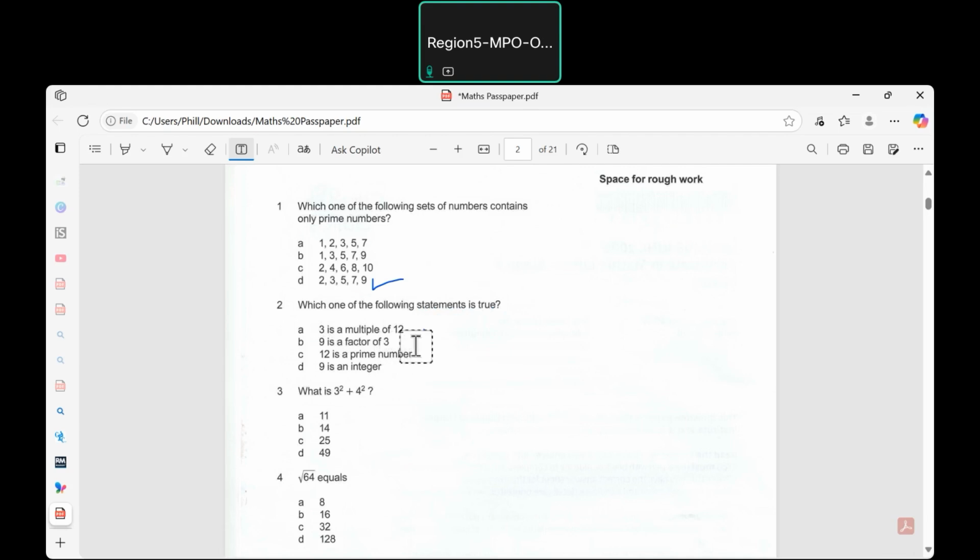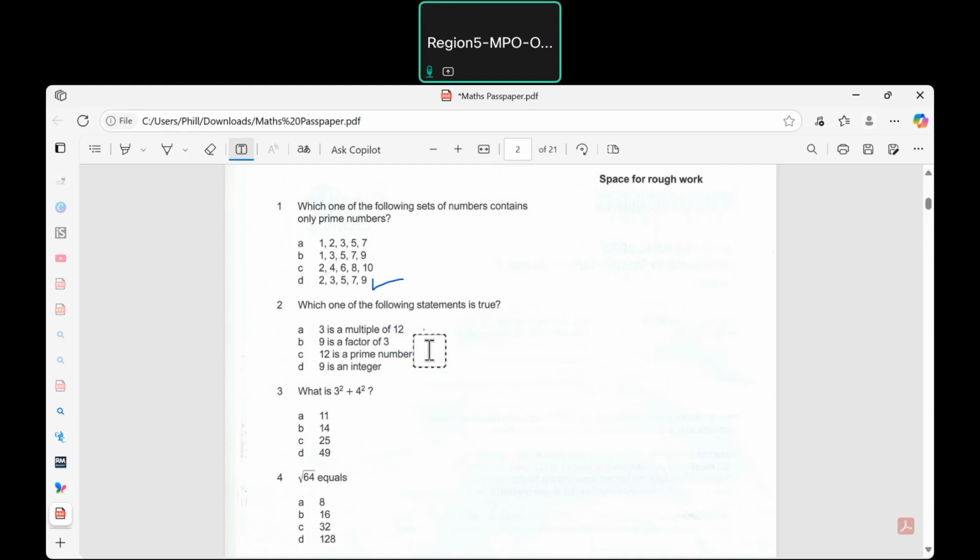Now it says 9 is a factor of 3. Now factors of 3 are numbers that you multiply to get 3. So numbers that you multiply to get 3 would be 1 times 3. That would be equal to 3. Good. And that's the only one. So 9 would not be a factor of 3. Right? So we'll have to delete that.